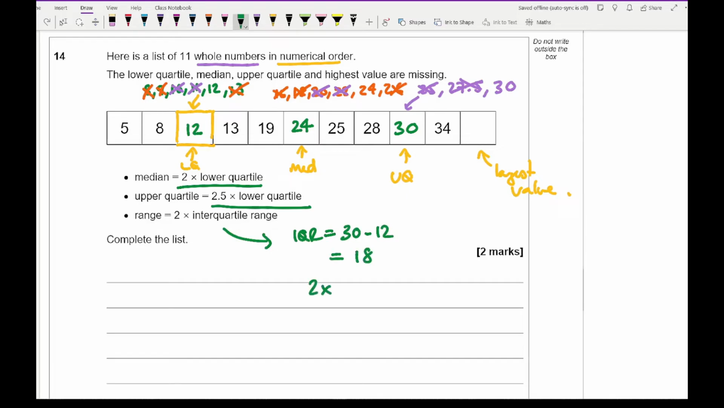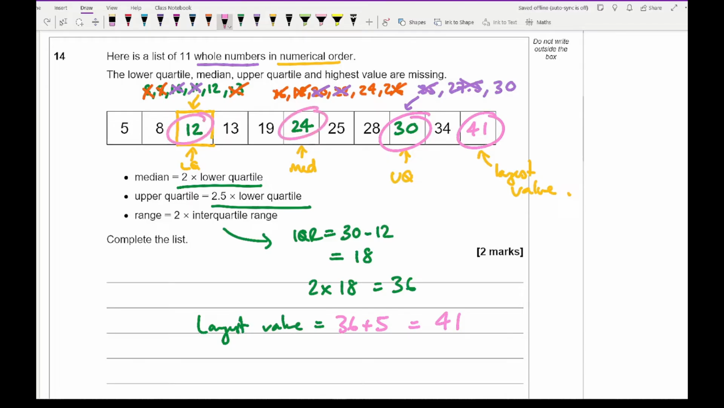And 2 times 18 is 36. So then to work out the largest number, it's going to be 36 plus 5, which gives me an answer of 41. So the numbers you want to then write are 30, 41, 24 and 12 in reverse order.